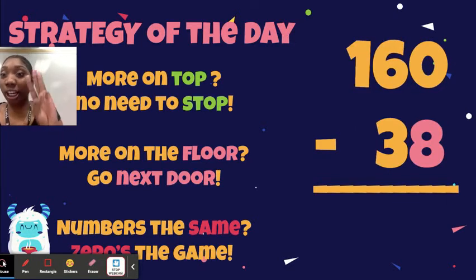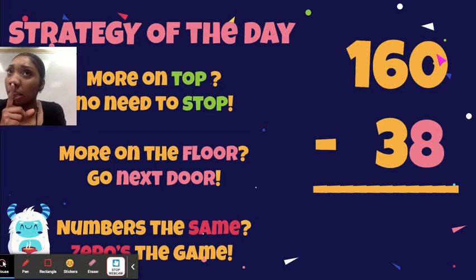Now we have a 3-digit number. And this kind of goes back to, I think, our objective, right? Where we have to decompose to kind of subtract. So let's see. I have 160 minus 38. So I think my objective was telling me how to subtract when there's zeros inside the ones or the tens place. So this looks like there's a 0 in the ones place. So if there's more on the floor, then we have to go next door.